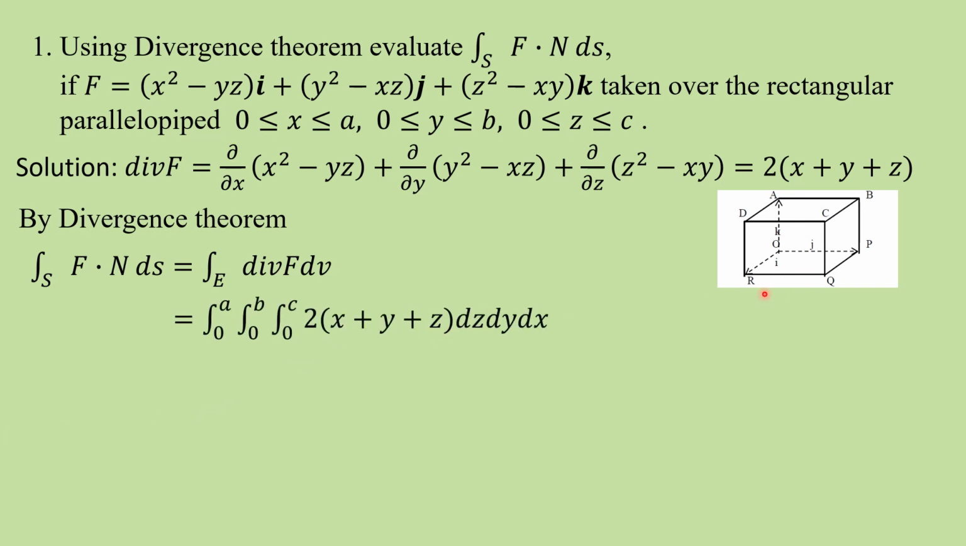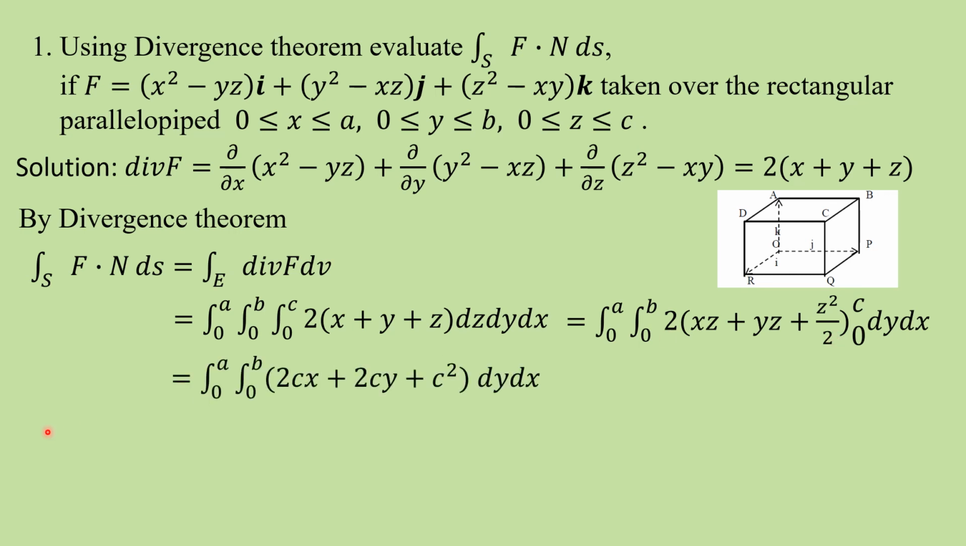Similarly, x and y limits I want. The projection is on the xy plane, so x and y I can take. The y varies from 0 to b, and x varies from 0 to a. So this we have to integrate term by term. First with respect to z, treating x and y constant, which I can write as the integral of 2xz plus yz plus z square by 2. Apply the limit for z from 0 to c, upper limit minus lower limit, which gives 2cx plus 2cy plus c square.